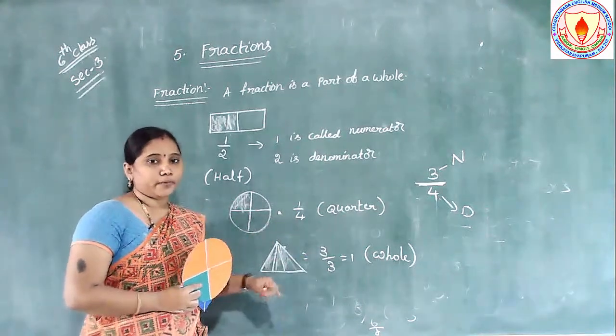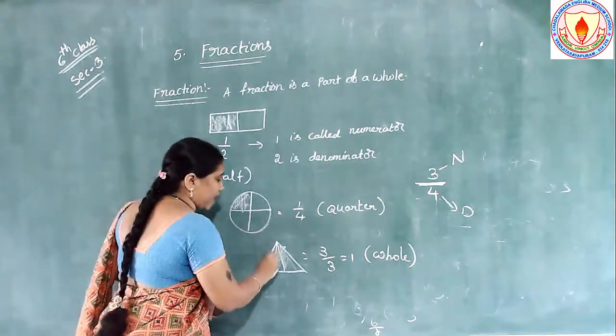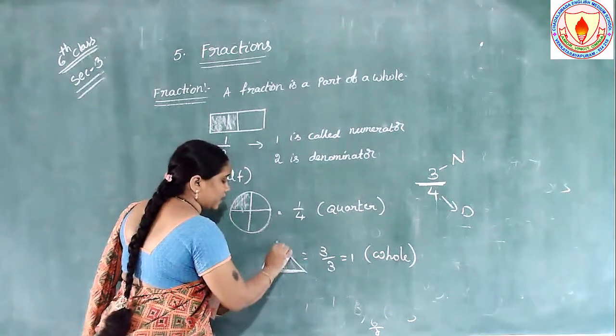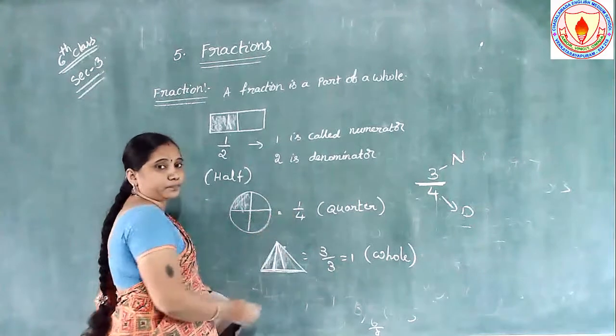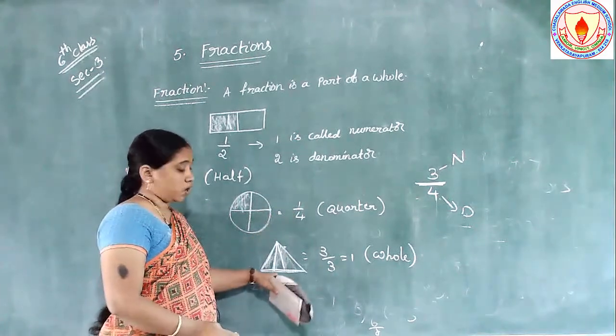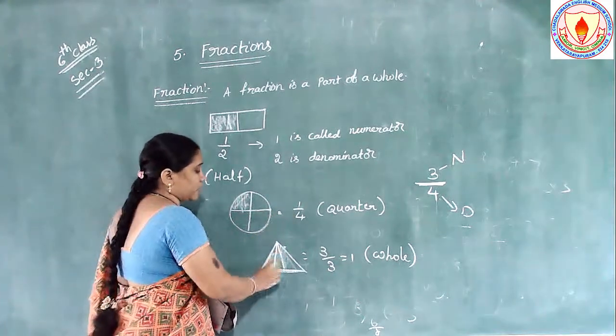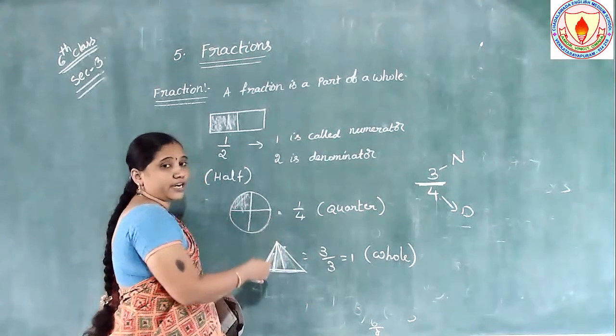The next picture you have to see: here one part is only shaded, so the value is 1/4. Come to the third picture. Here I am giving a triangle shape. How many parts are divided here? 3 equal parts: 1, 2, 3. How many parts are shaded here? 3 parts are shaded here.